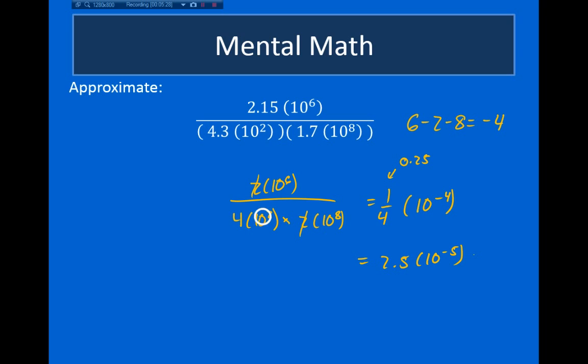So again, we can very, very quickly do this calculation. This isn't exactly 2.5 times 10 to the minus 5, but it's going to be pretty close. It's going to get us close enough that we can identify which answer in the multiple choice test is correct.